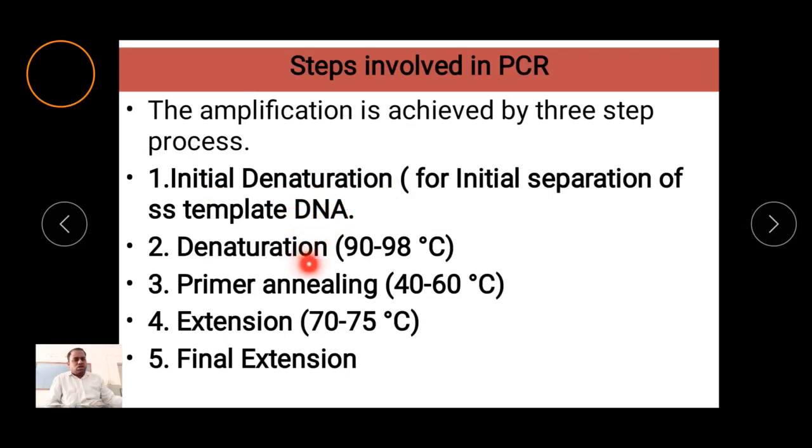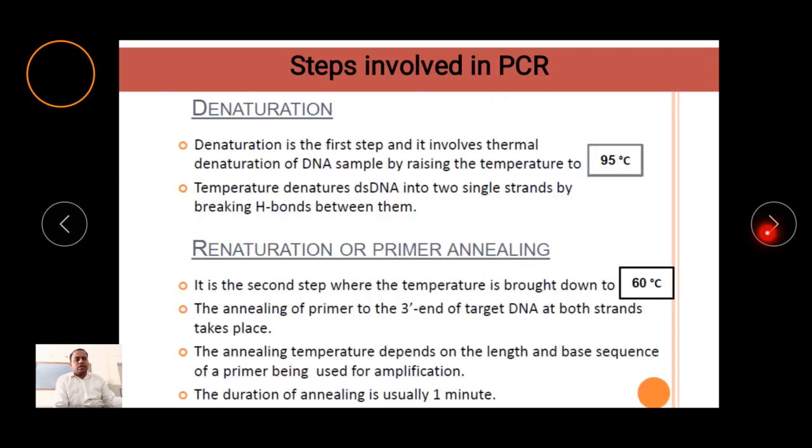After that, the denaturation step comes. The temperature here ranges from 90 to 98 degrees Celsius. Then primer annealing, which is at 40 to 60 degrees centigrade. It depends on what kind of primer it is, and the extension temperature is 70 to 75 degrees Celsius. But the optimum temperature of the thermostable polymerase is about 72 degrees Celsius. And after that, the last step will be final extension, in which the ends that are remaining are replicated or amplified. Let's see these steps in detail.